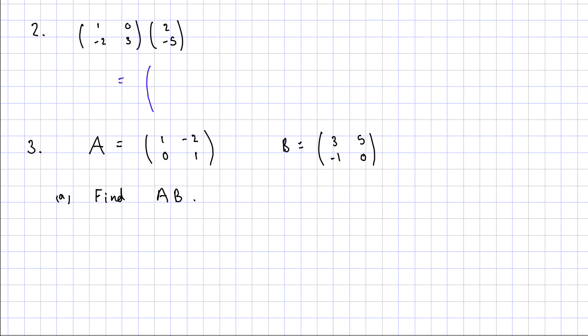Okay, so what we have to do is multiply this top row with this column here. So we get 1 times 2 add 0 times minus 5. That's how you do them. So I'll do that in 2 different colors. So we're going to multiply this with that, and that's going to be 1 times 2 add 0 times negative 5.